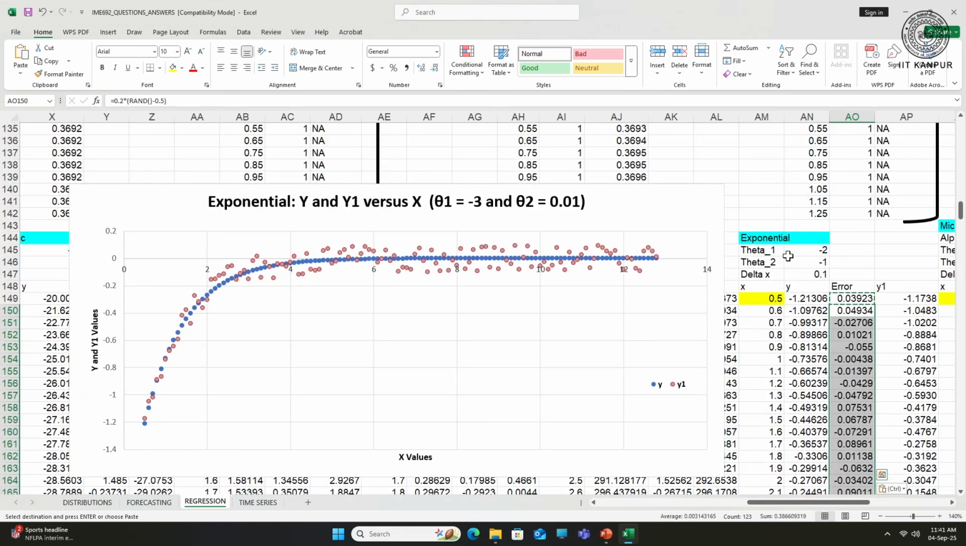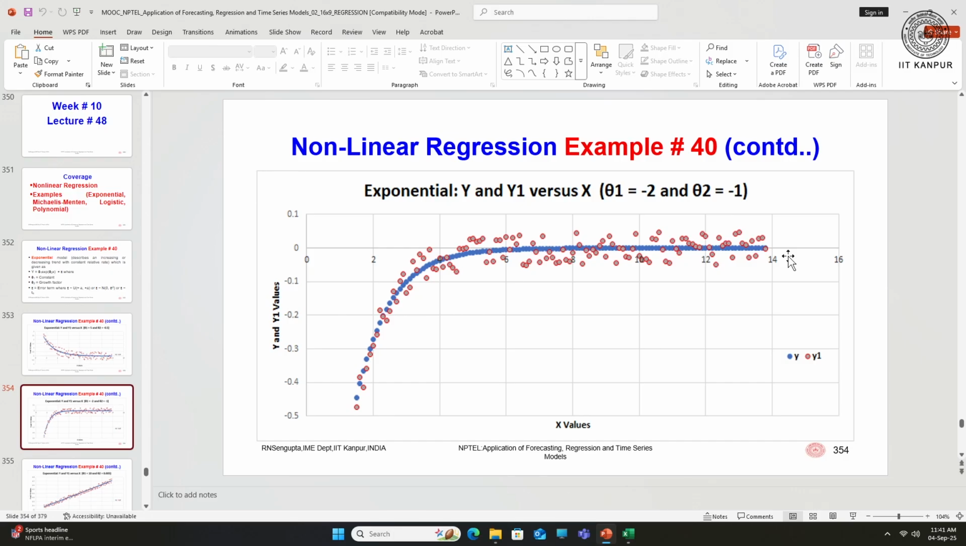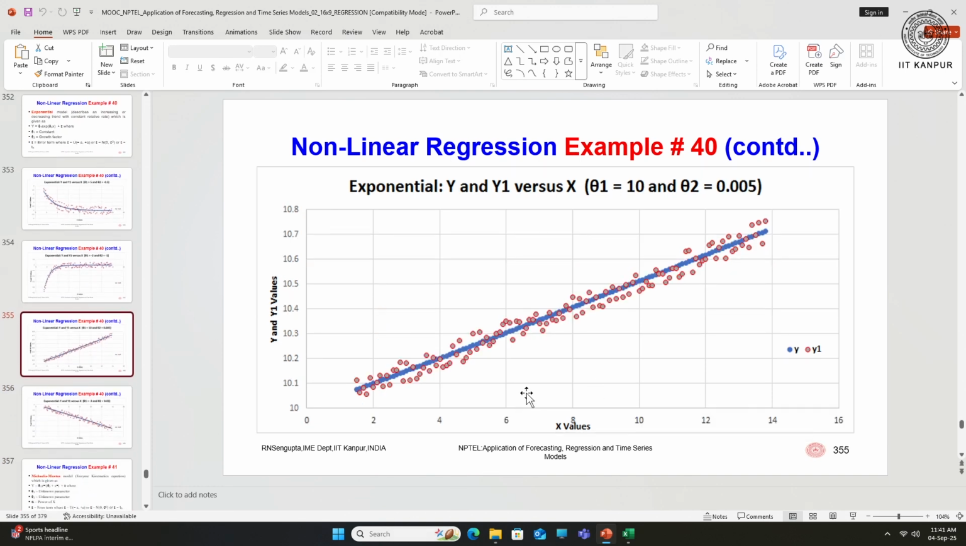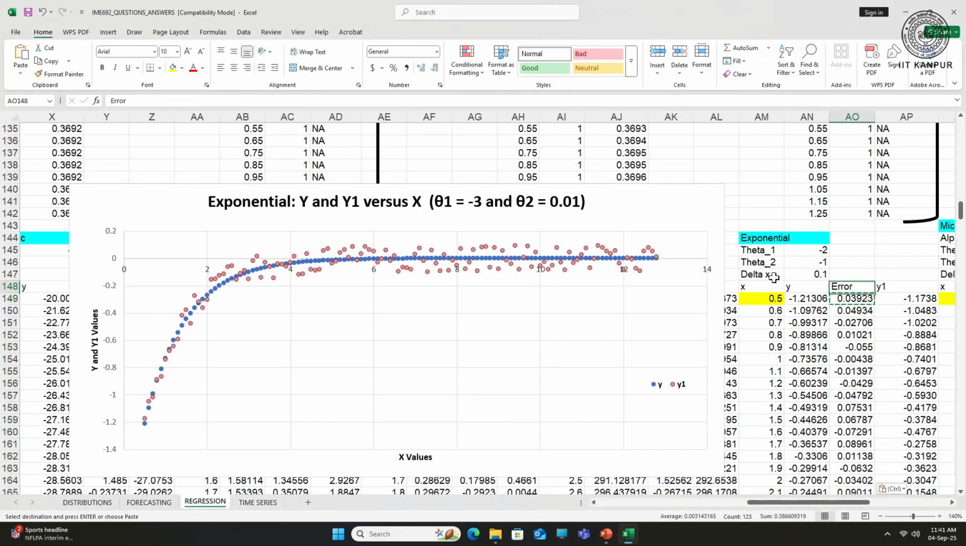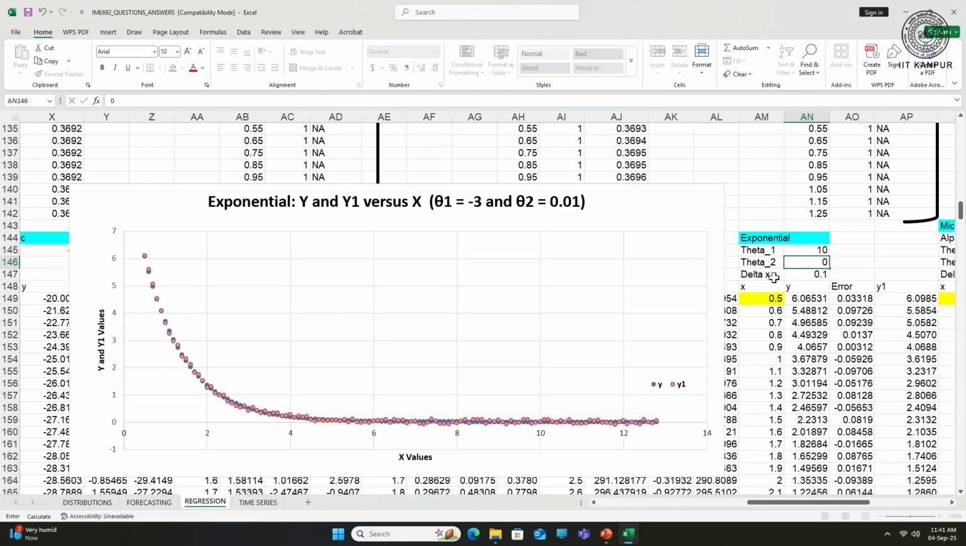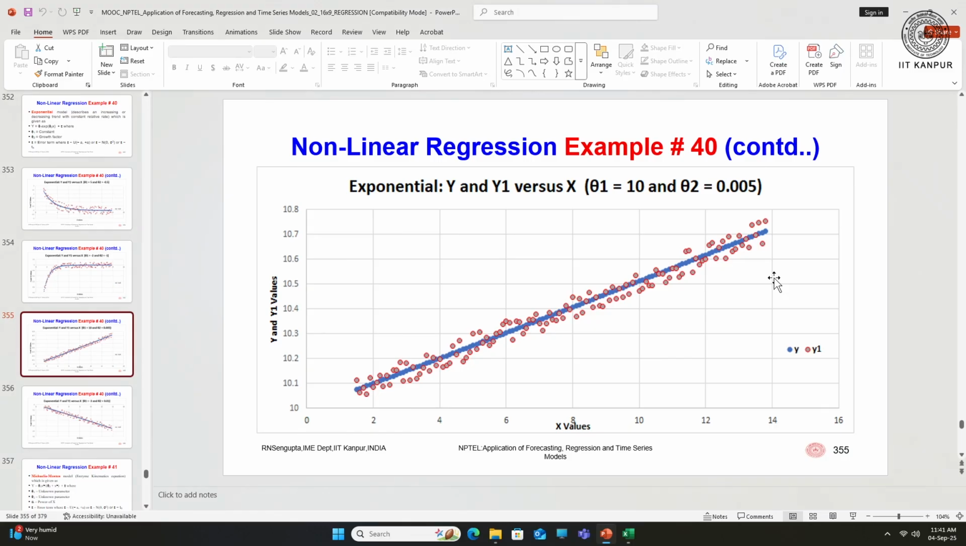Then now you will see the errors are becoming smaller and they are replicating what the PPT slide is. Now, let us go to the third graph where we have theta 1 as 10 and theta 2 as 0.005. So, if you see, this is the curve which we have, exactly the same thing, only the perturbations of the errors with respect to the best fit line are smaller.